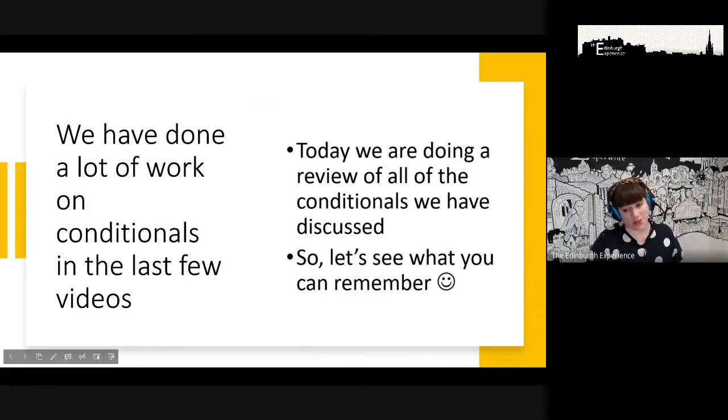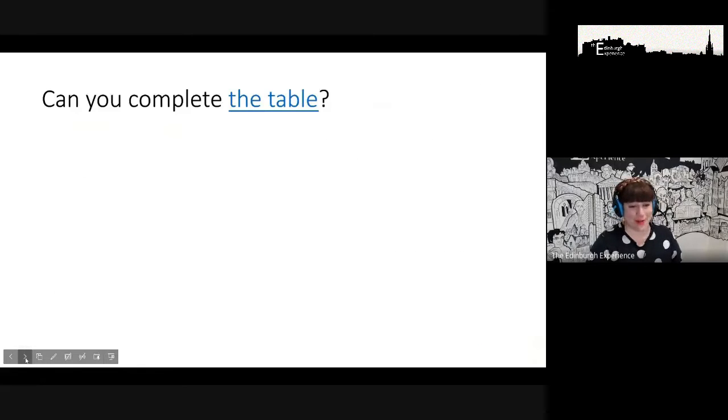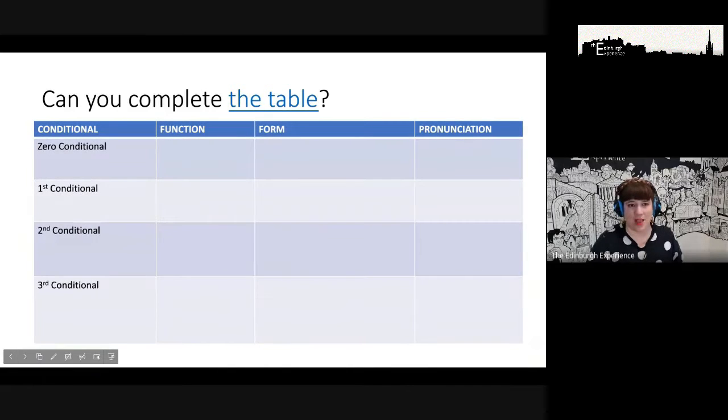So we're going to start off with seeing how much you can remember. What I want you to do is I have a table here, and I want you to try and complete it, please, with as much information as you can. So I've got 4 conditionals, the 0, the 1st, the 2nd, and the 3rd. We didn't actually do a video about the 0 conditional, but we did discuss it a little bit. And I think you should be fine.